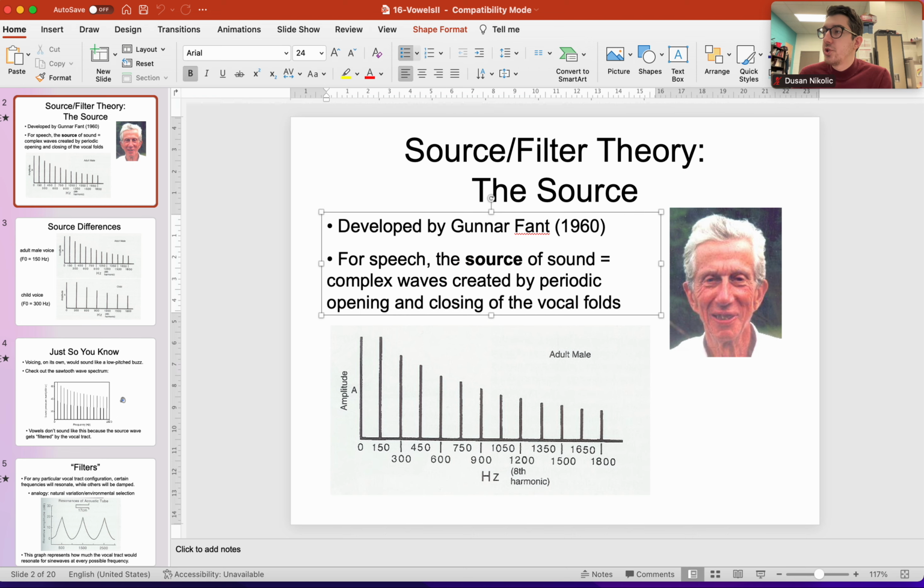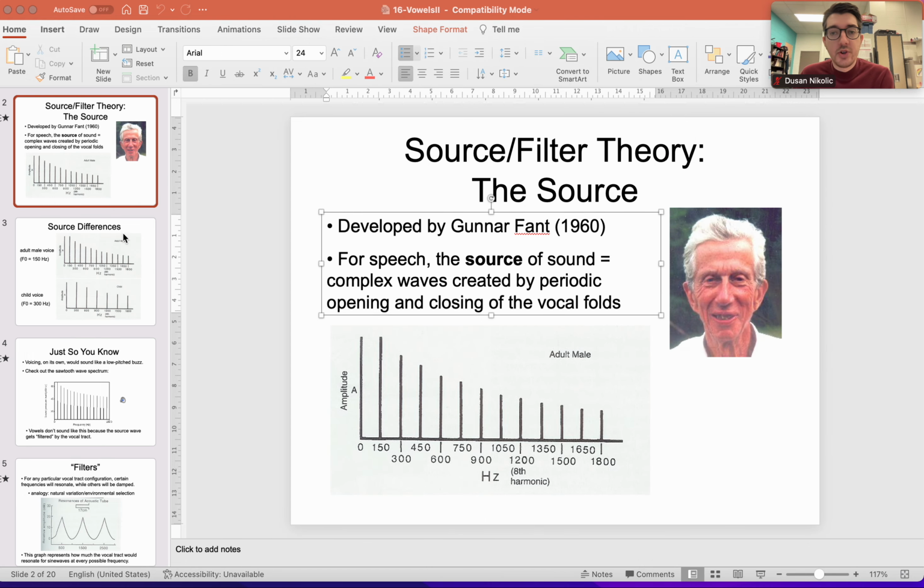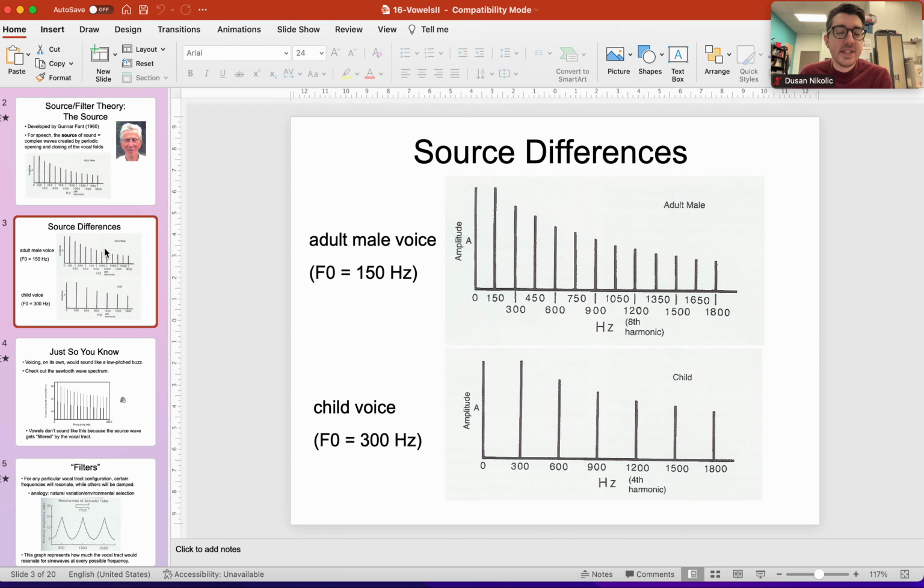And I'll keep score of this on the board. So we have, as I said, maybe I can write F0, or our vocal folds, which are the source. And our vocal tract, which is the filter, also F0. And we'll see what's on the other side of the spectrum.